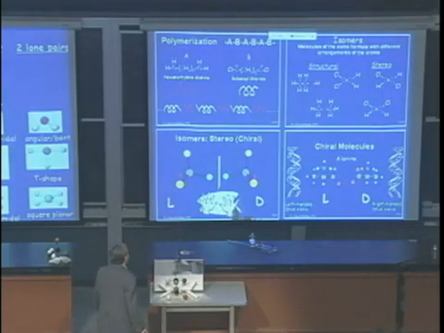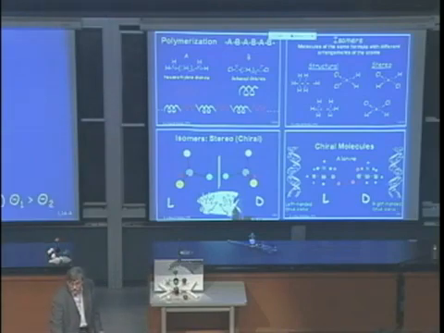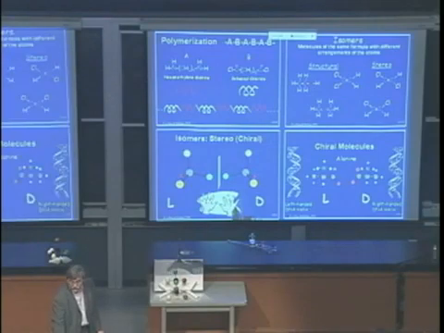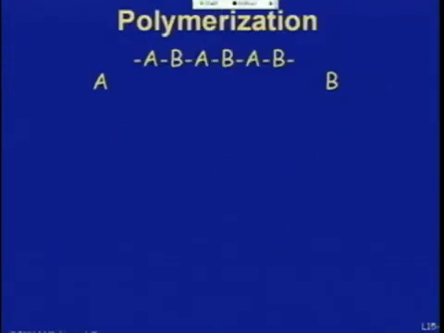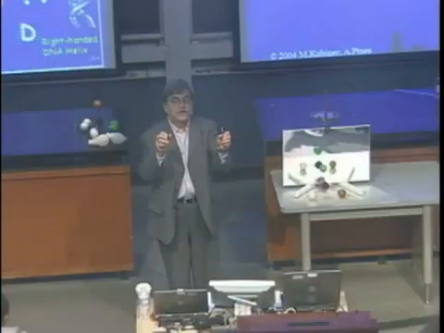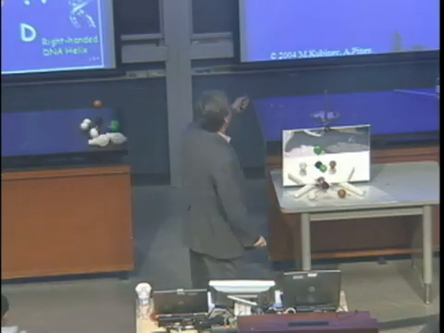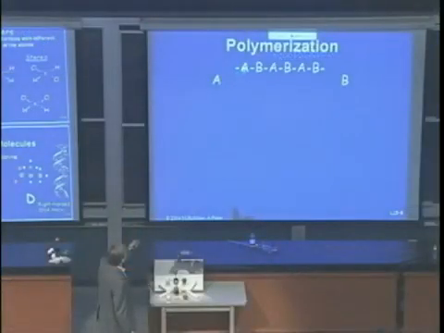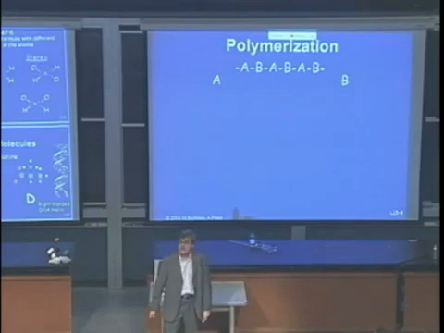Today, for the rest of the lecture, we're going to talk about isomers and polymerization. First, let's start with polymerization. In polymerization, you have two or more individual molecules that arrange with each other into very long chains. One of them would be called A and one B. A reacts with B, and then with A, and with B, till it forms a polymeric chain, a very long chain, a very huge molecule.